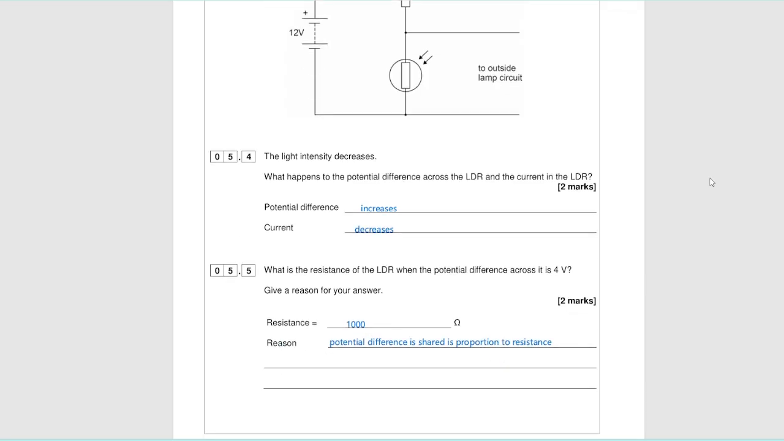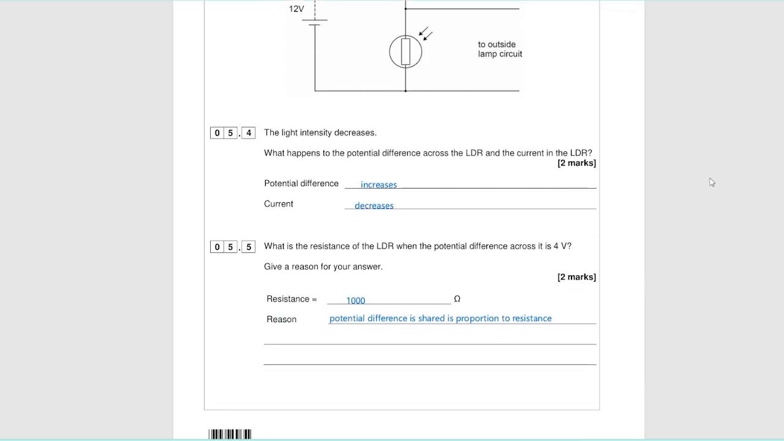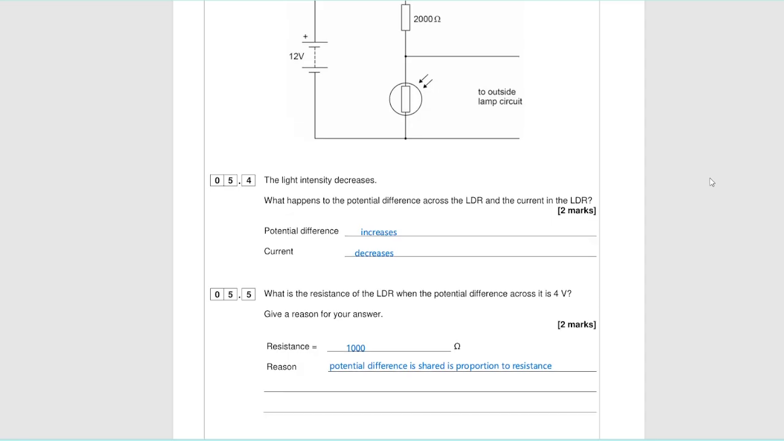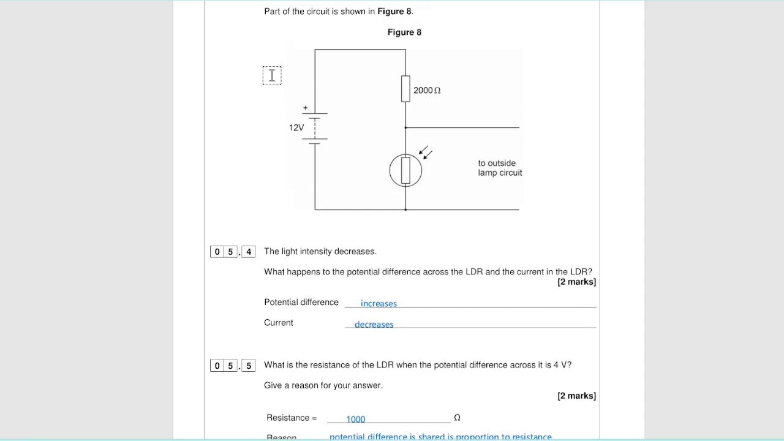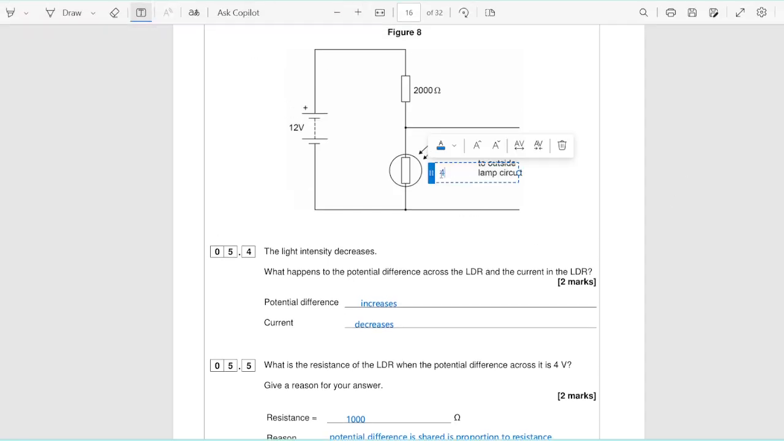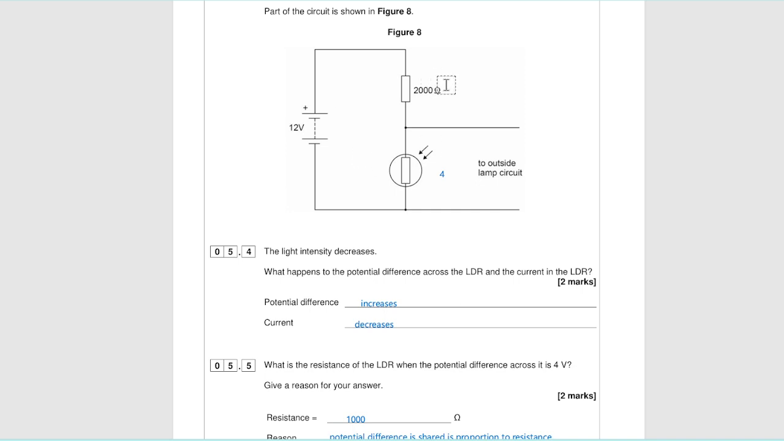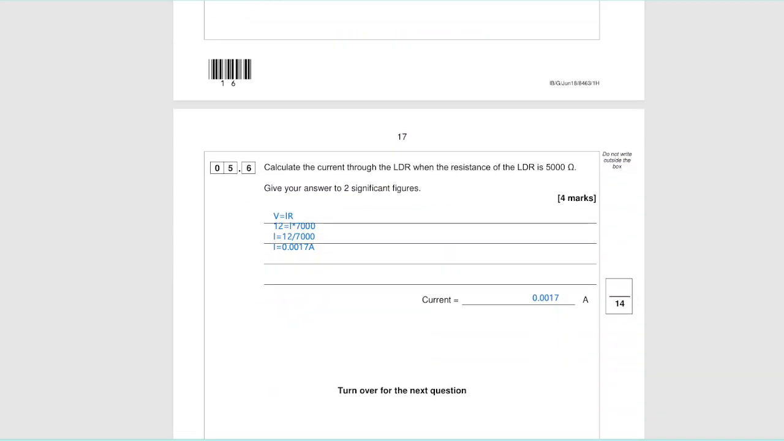And then for 5.5, we're asked what the resistance of the LDR is when the potential difference across it is 4. And it's 1,000 because the potential difference is shared in proportion to resistance. So, for example, if this has a potential difference of 4, because it adds up to 12, this must have a potential difference of 8, which means because the potential difference is half of what it is across the resistor, the resistance must also be half, and half of 2,000, as you guys know, is 1,000.